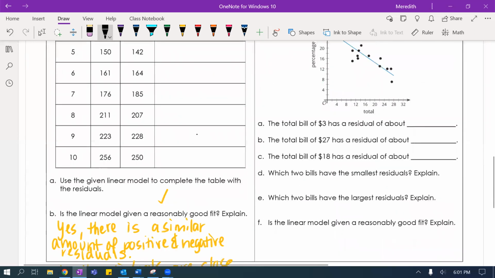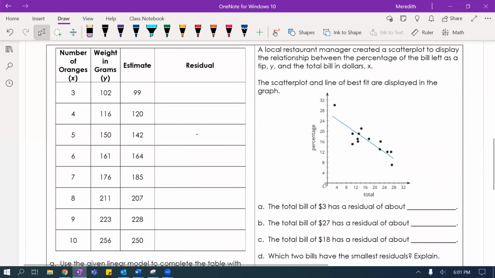So we've got two note examples to go over here. The first thing I have here is a table. I've got the number of oranges versus the weight in grams. And we also have our estimate. This first column is our X values. If you take your X values and plug them into your line of best fit for X, and simplify, that gets you your estimate.